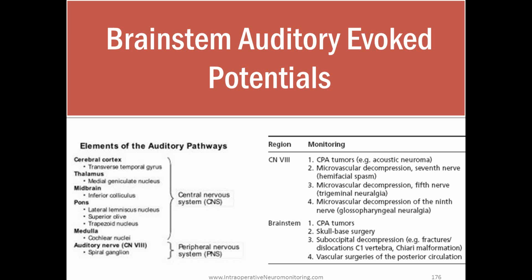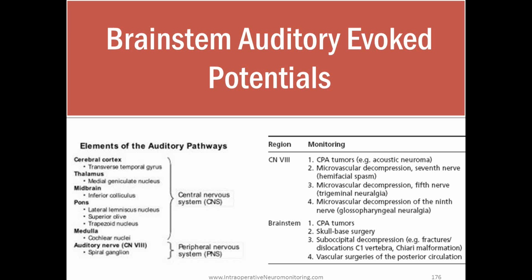The rationale is that the lateral lemniscus, which the auditory pathway goes through, has a different vascular supply than the SSEPs or MEPs, so you can cover a broader area of the spinal cord or lower brainstem in case of some kind of ischemic event.